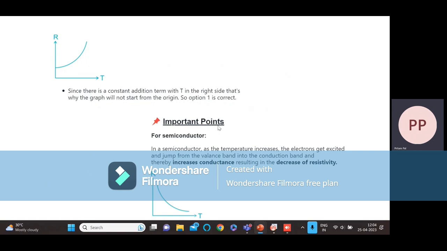But for the semiconductor, what happens? As we increase the temperature, the electrons get excited and jump from the valence band into the conduction band, thereby increasing the conductance and resulting in a decrease in the resistivity. So the resistance decreases with the increase of temperature.